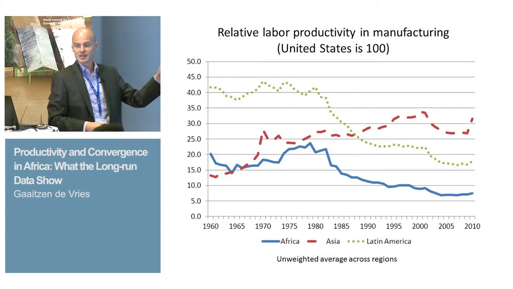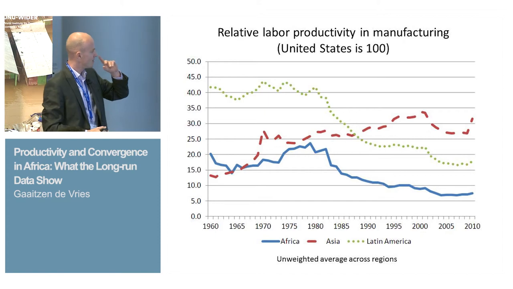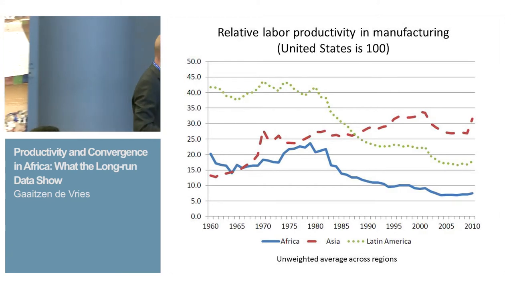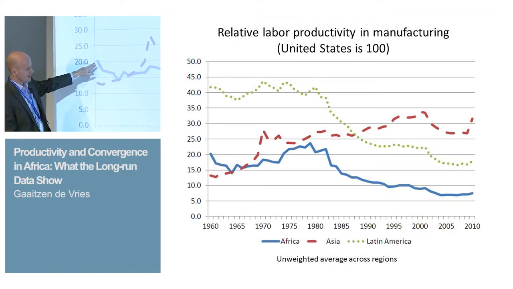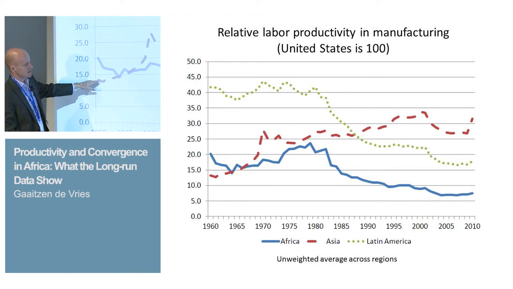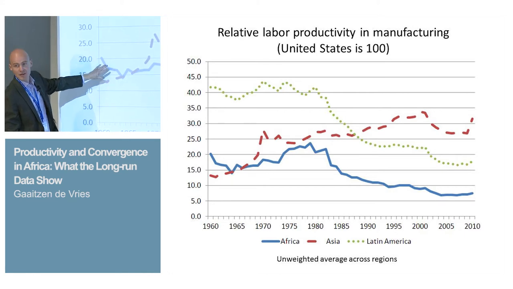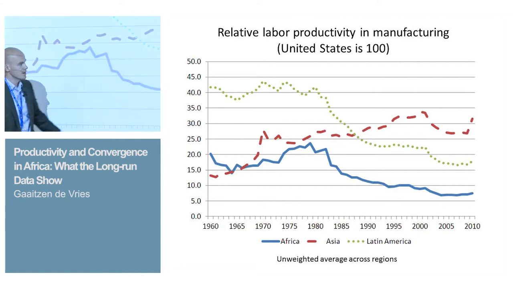So here's the relative productivity level in manufacturing over time from our database. I took manufacturing and the unweighted average across three regions. The green dots are Latin America in 1960, the blue line is Africa, and the red line is Asia. What you can see is that at the start of the period, Asia and Africa had more or less the same productivity levels, and Latin America was at about 40%. But you very clearly see this pattern where you had a slight catch up until 1980 and then a long run decline all the way to now.